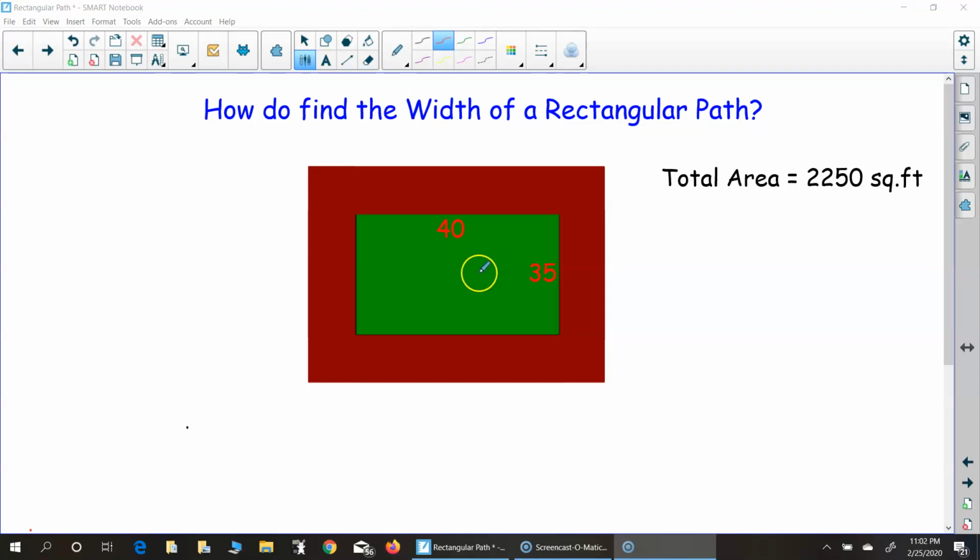Hello and welcome. In this video, we are going to learn the process of finding the width of a rectangular path, given little information. So let us say we have here this green one. It is a rectangular garden and its length is 40 feet and the width is 35 feet.